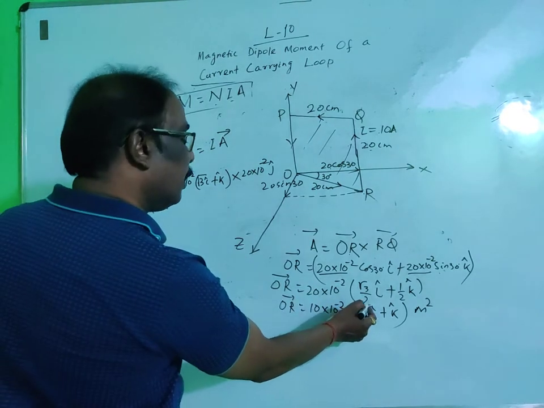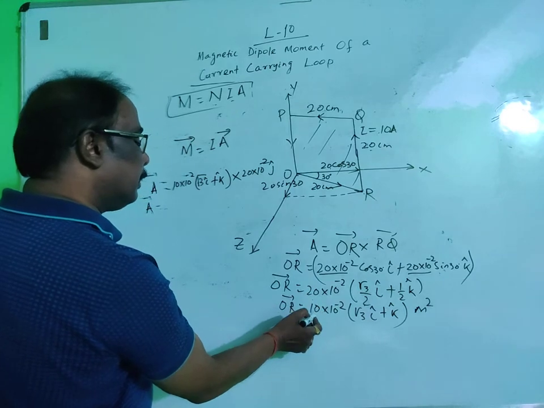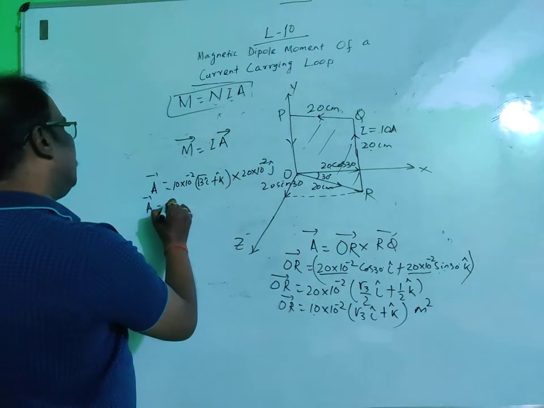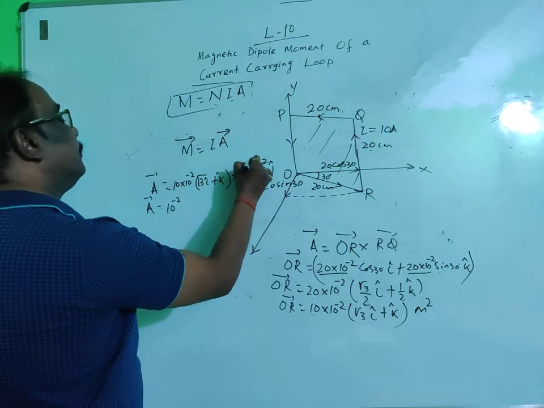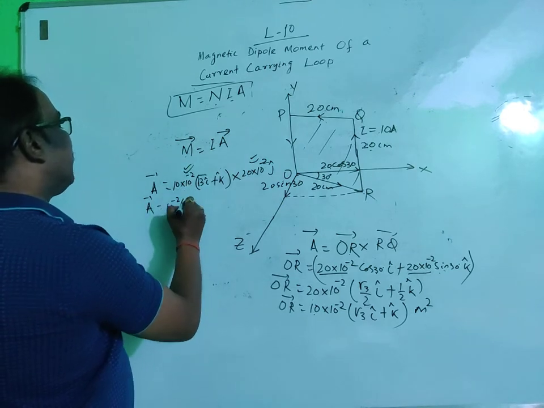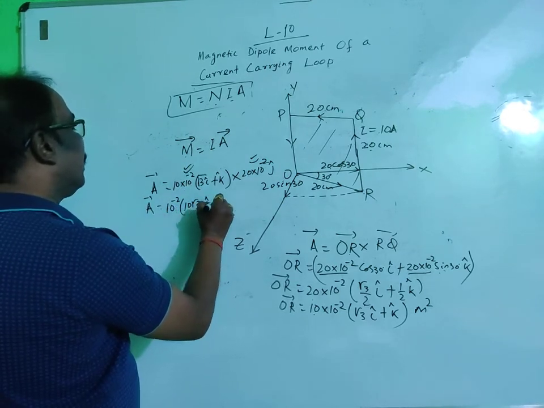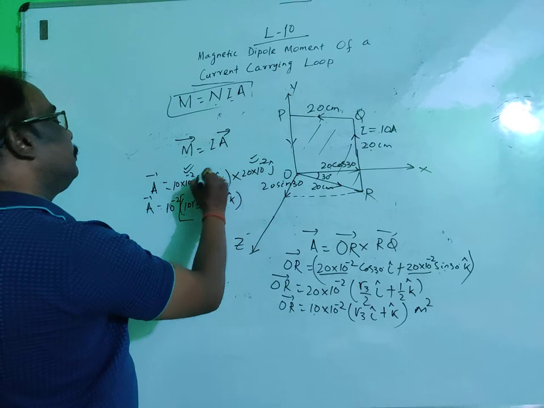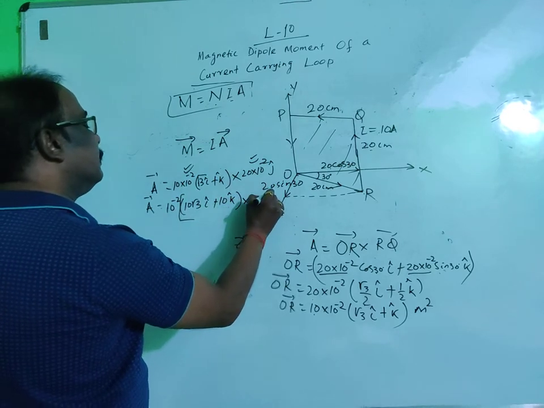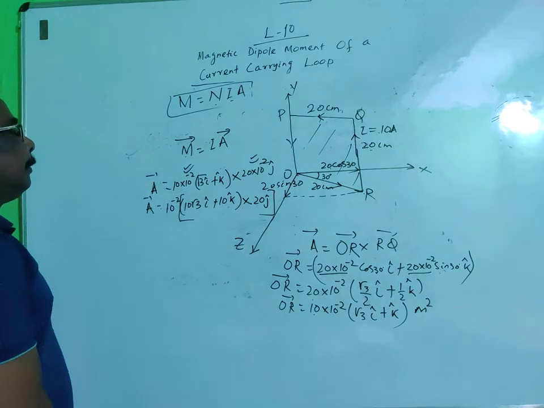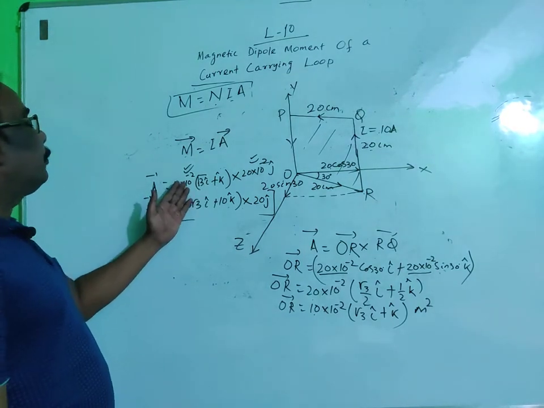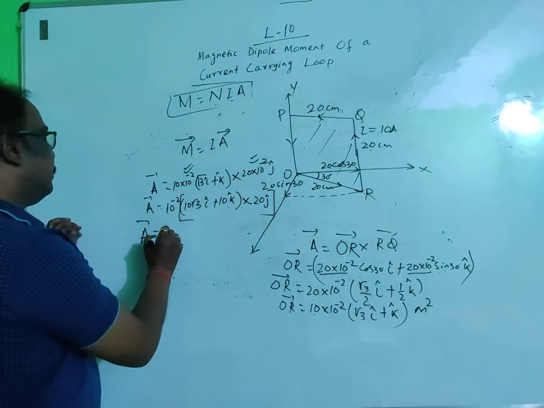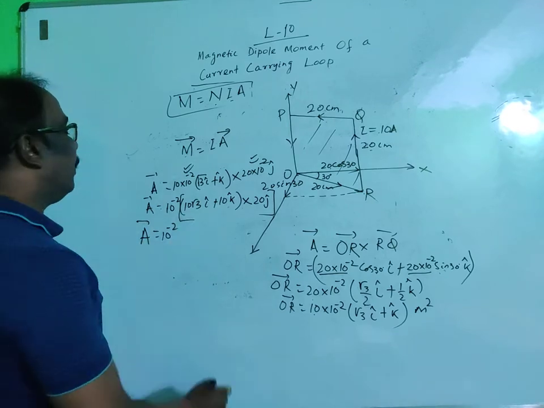Suppose we bring 1 by 2 common, and here it is 10. 10 to the power minus 2, bring it common. Then inside the bracket: 10 root 3 i cap plus 10 k cap, cross 20 j cap. I have multiplied 10 and 10 to the power minus 2; I have brought 10 to the power minus 2 common. Then the area vector is 10 to the power minus 2, in meter square.